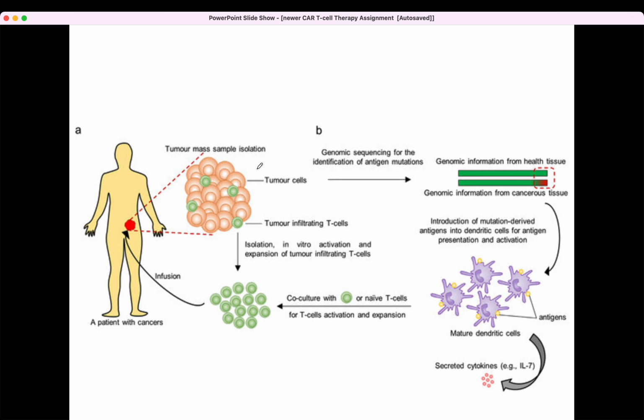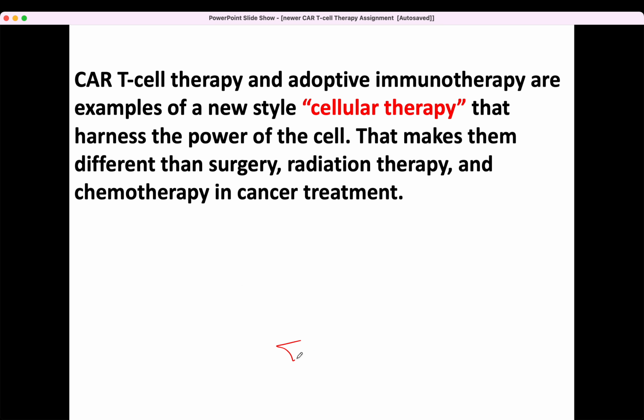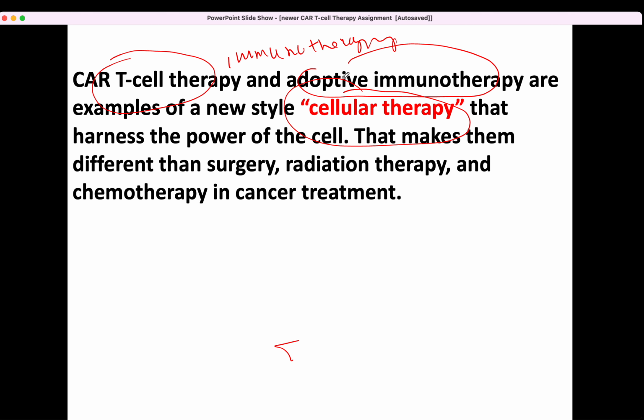So really satisfying story for us. Very simple. We don't have to draw it. And then here I'm just showing off on the side here. The bigger figure shows that they've taken that basic strategy and they're doing this. Wow, now we're going to start manipulating things. Now that we have it out of the body, we can manipulate them. So do more to help get these guys activated, right? So CAR T-cell therapy and adoptive immunotherapy are two examples of immunotherapy that are also called cellular therapy. We're going to take the cells, and that makes them different than surgery, radiation therapy, and especially chemotherapy.